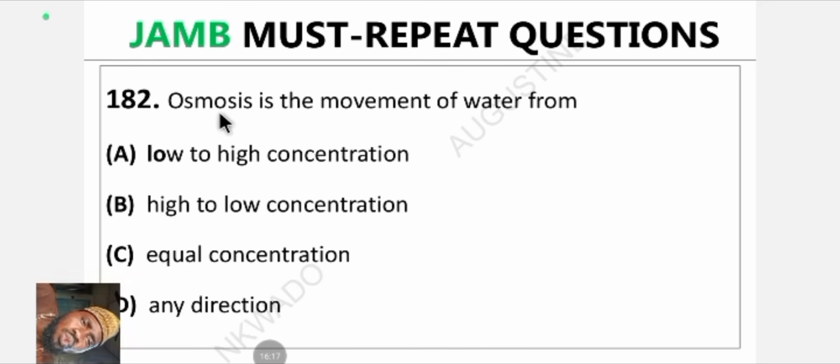Question 182. Osmosis is the movement of water molecules from what? A. Low to high concentration. B. High to low concentration. C. Equal concentration. D. Any direction. Drop the answer in the comment section.